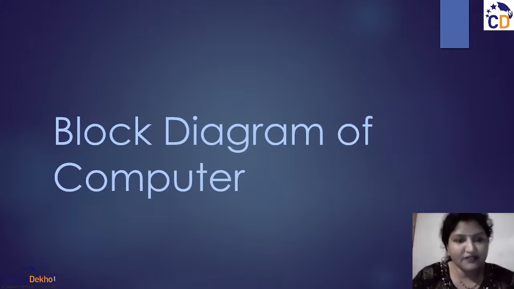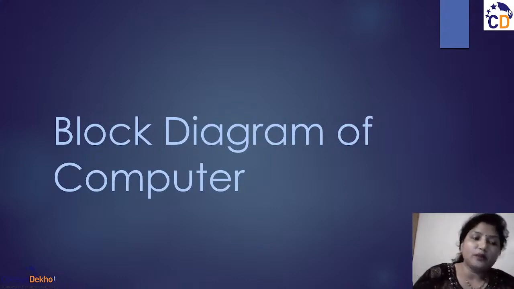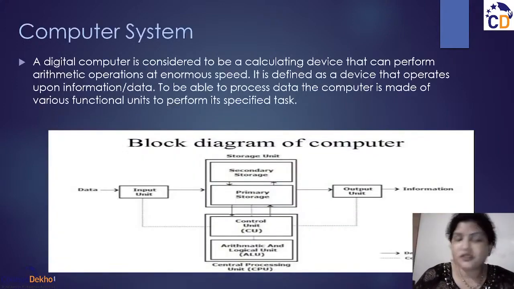So let us begin with the session and move into the detailed part, like how a computer comes into this picture and what the block diagram of a computer is, right? So let's start with this. A computer system, basically what is it? A digital computer is considered to be a calculating device that can perform arithmetic operations.